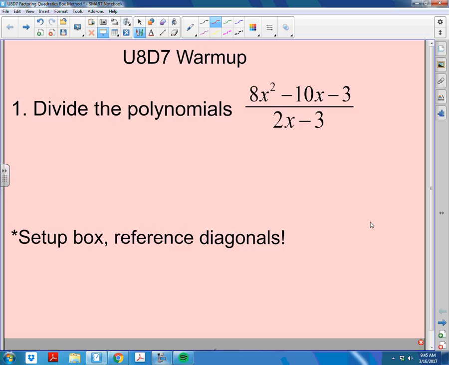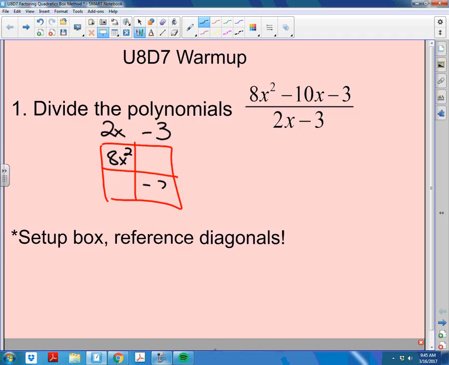But once you understand that division is simply reverse multiplication, then we can simply set up our box. And we can put 2x minus 3 on the outside of the box, and we can put 8x squared and negative 3 in and begin working our way backwards, which puts 4x here, which puts positive 1 here, right? Based off the 4x times 2x equals 8x squared, and 1 times negative 3 equals negative 3.